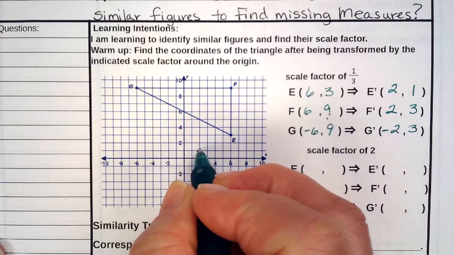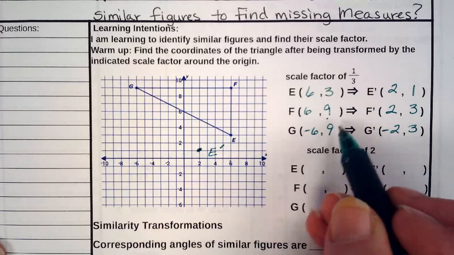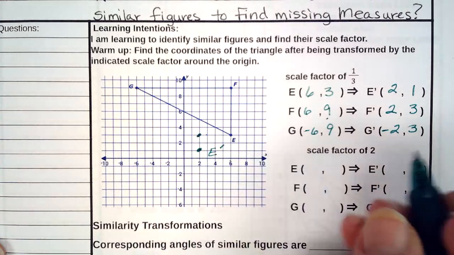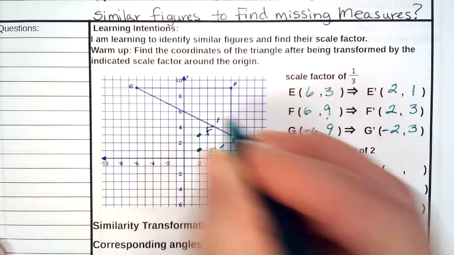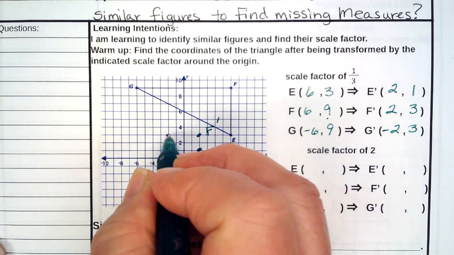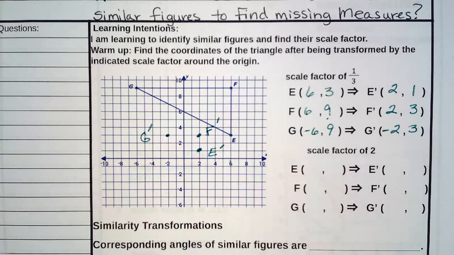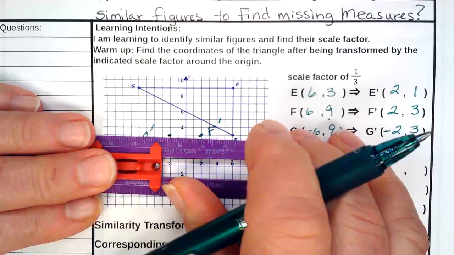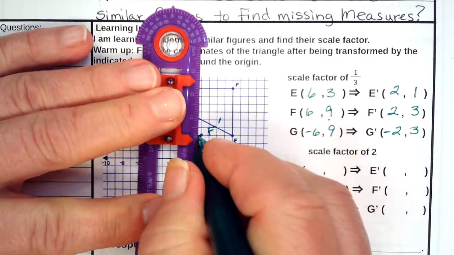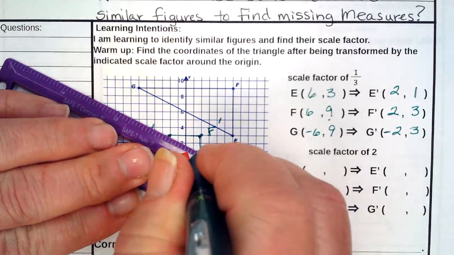So this is (2, 1). This is your E prime. And (2, 3) would be your F prime. And (-2, 3) would be your G prime. Connect your dots, and you now have transformed it by a scale factor of 1/3.